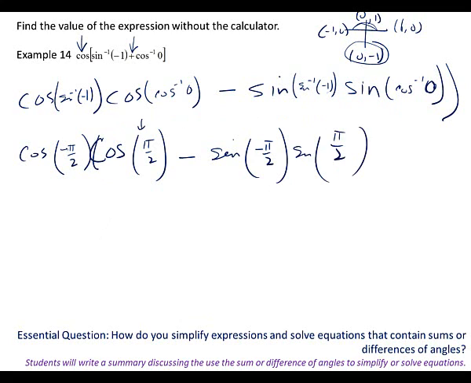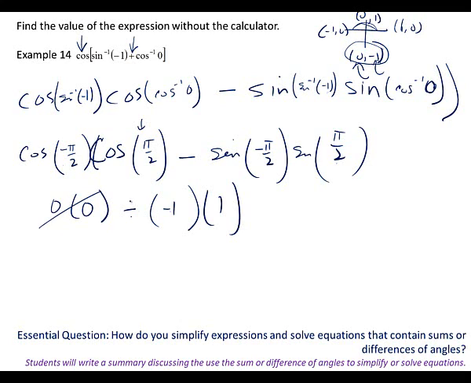All right, now we're going to think unit circle again. I would need to find the cosine of -pi over 2. So what's the x value down here? 0. Awesome. All right, what's the cosine of pi over 2? 0 again. What's the sine of -pi over 2 or 3 pi over 2? -1. And then what's the sine of pi over 2? 1.